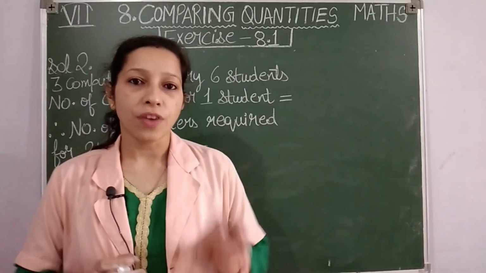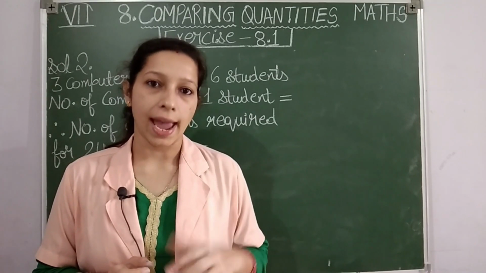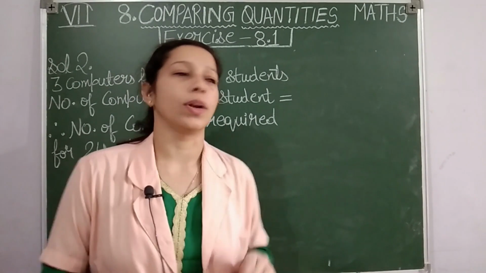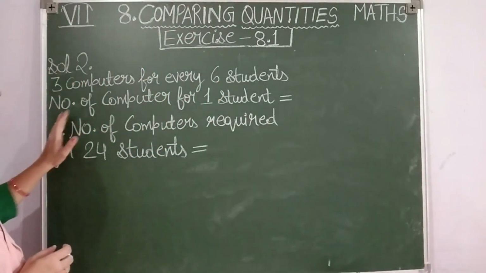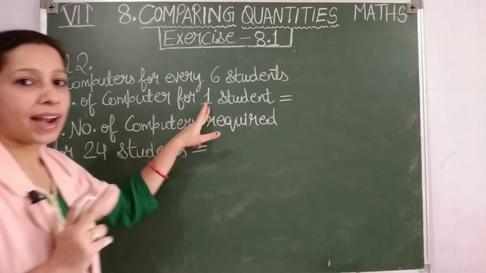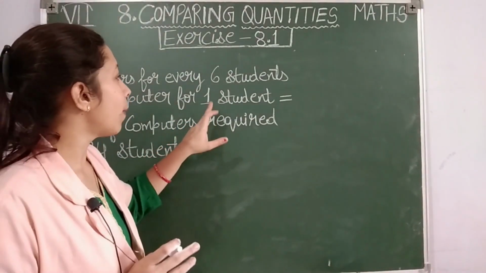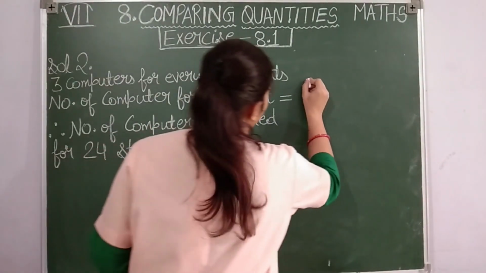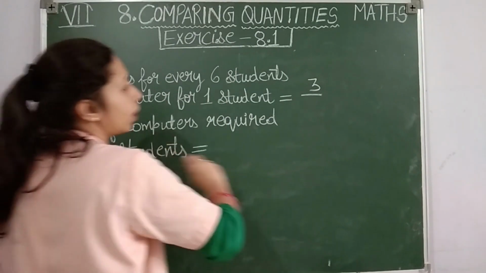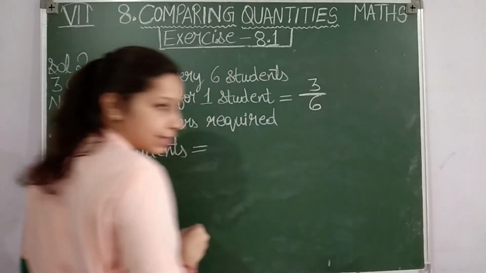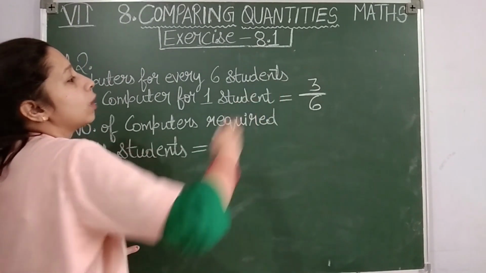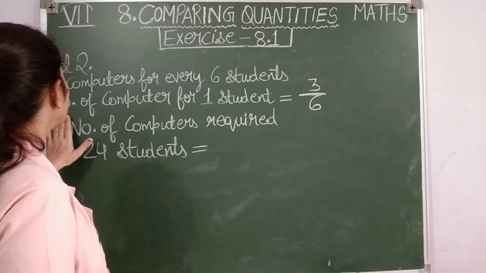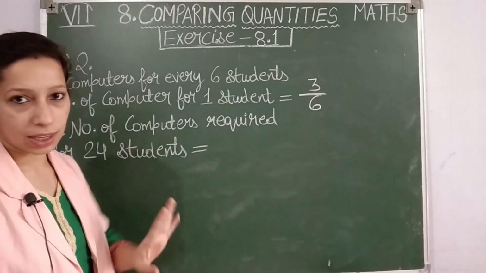Unitary method means first find for one quantity and then you can find for any given number of quantities. Means first find for one unit. So students, here the second step is number of computers for one student. First I will find out how many computers are used by one student. How to find out, students? Total number of computers used are 3. Total number of students using 3 computers is given as 6. Okay, 3 by 6. If you want, you can cancel and write it as 1 by 2, or let it be like this only. So students, number of computers for one student is 3 by 6.